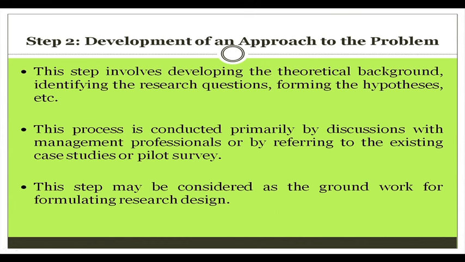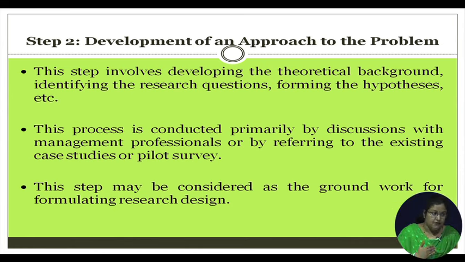Once you have determined, okay, this is my problem, why this insurance product is not reaching the customer, then the second step has to be developing an approach to the problem. This stage involves developing the theoretical background, identifying the research questions, forming the hypothesis, etc. Theoretical background means what early research has happened in this area, if any. I will jot down the parameters they have noted and try to test whether these are applicable in the target group I am working with or not.